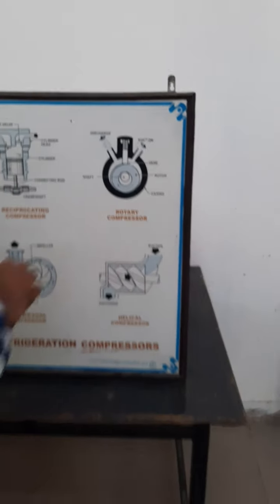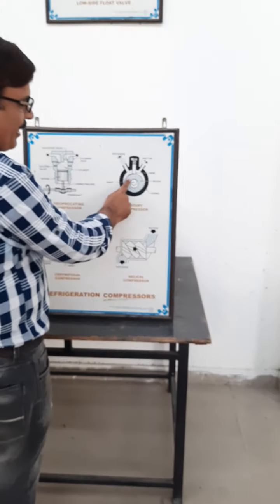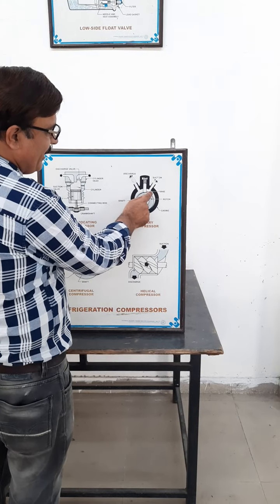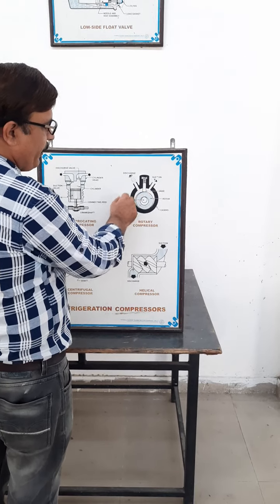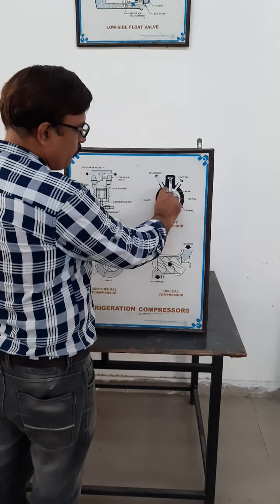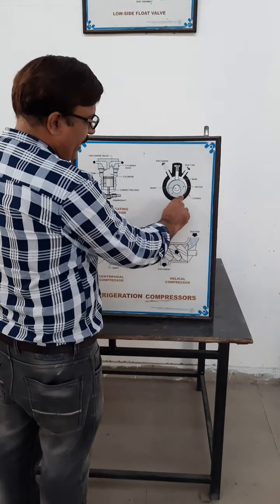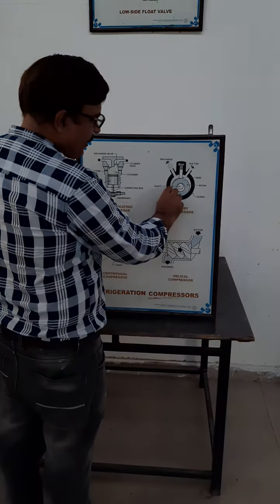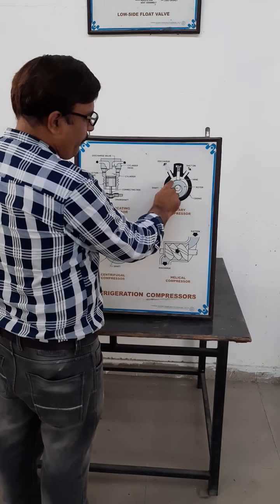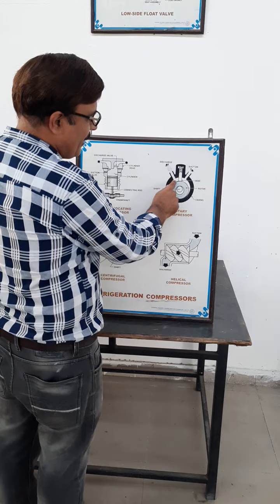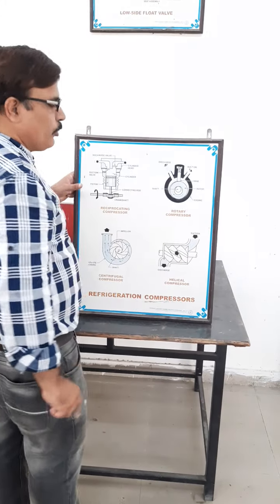This rotor is rotating inside the cylinder with the help of this blade. So this blade also separates the high pressure and low pressure vapor. So in this case, low pressure vapor is coming inside, and when it rotates, the vapor is compressed. So here the pressure and temperature are going to increase, and this is discharged to the condenser.